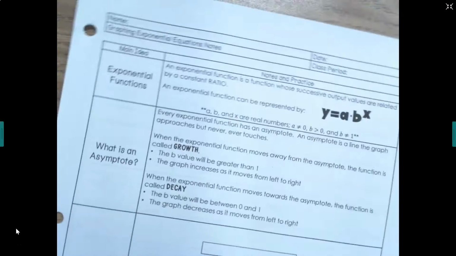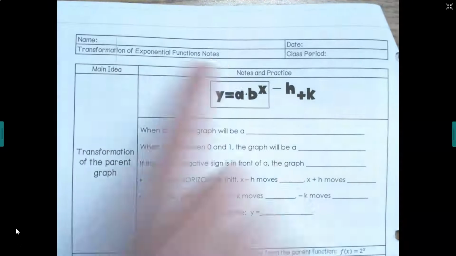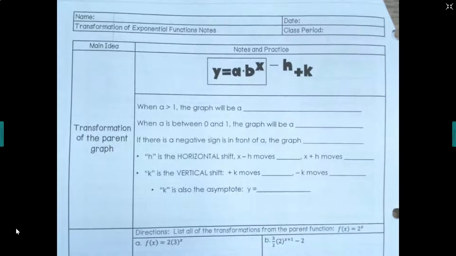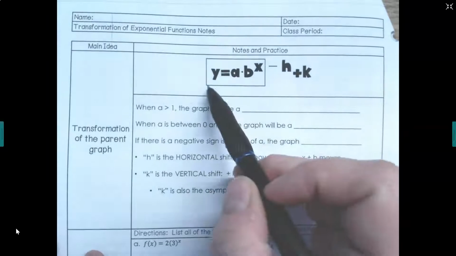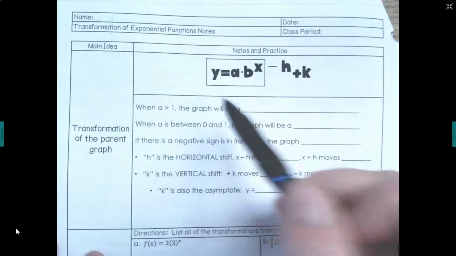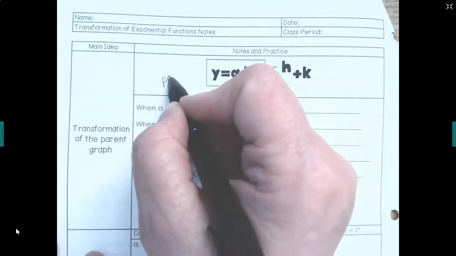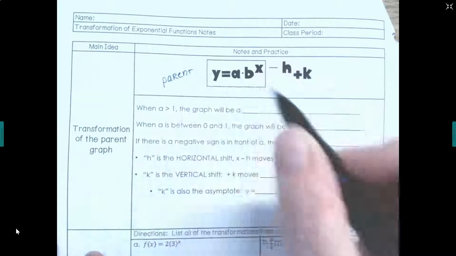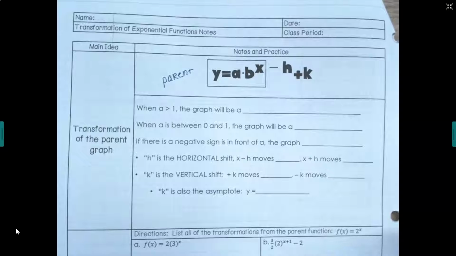Okay, so in your notes packet, we're going to turn to the back of the third page, where it says transformation of exponential function notes. What we have here is a full exponential function that includes a bunch of transformations. What is inside this box was the parent graph, the initial exponential function that I showed you previously. And then you can see things coming off of there that are going to help move your graph around.